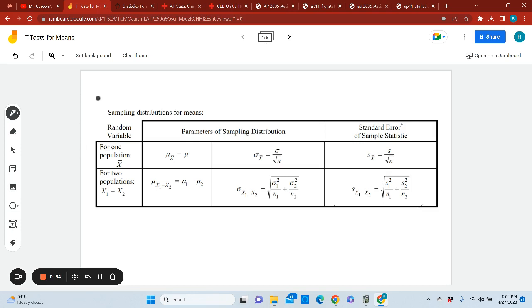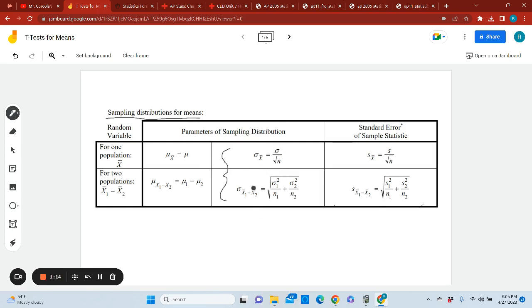All right, I just want to start, right? These are sampling distributions for means. These are all the formulas, right? So if they ask you some probability questions where they happen to be giving us the population standard deviation, we can use these formulas here in the middle.